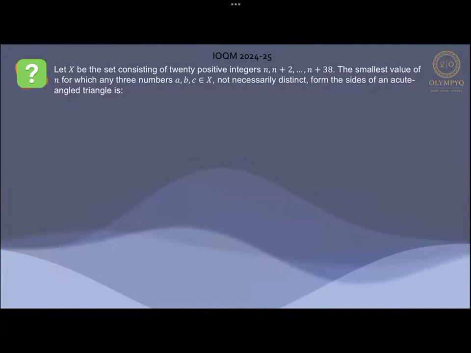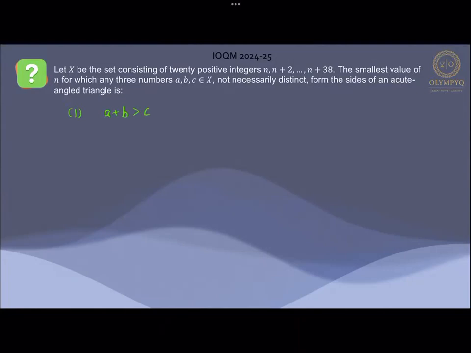If these are forming the sides of an acute angle triangle, the basic condition is that any one angle, the cos theta, has to be positive. Now we can start from this point. The first thing is that if a triangle is possible, then the sum of two sides has to be greater than the third side.